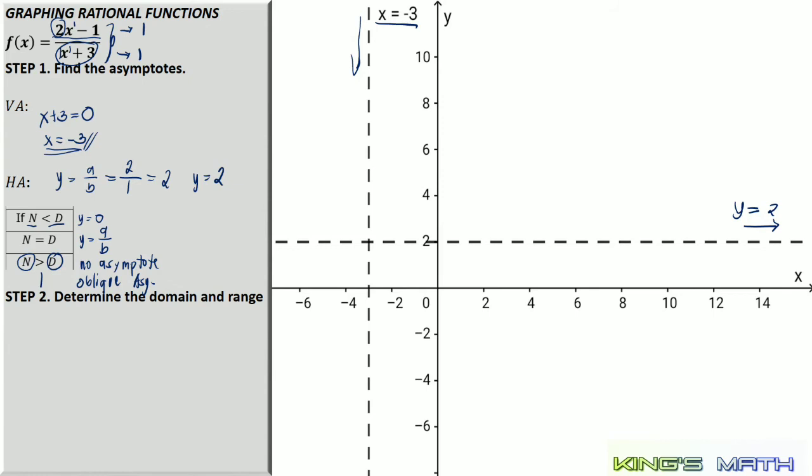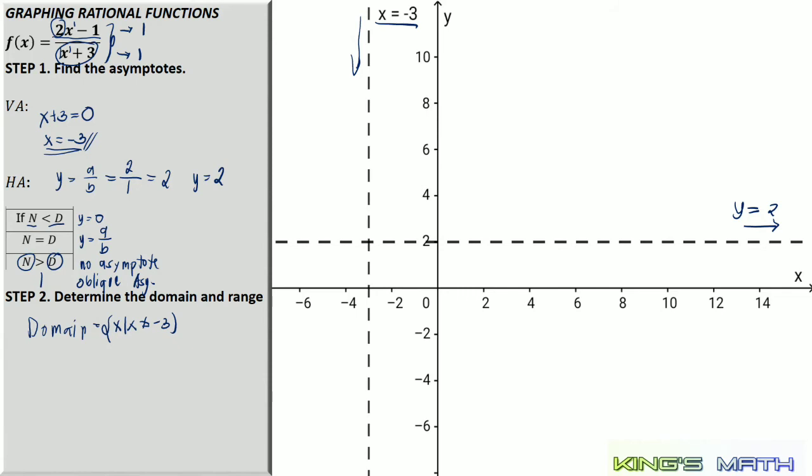And in the range, we're going to exclude the solved value of y. So our domain here is the set of x such that x is not equal to negative 3. This means that the domain is any real number except negative 3.